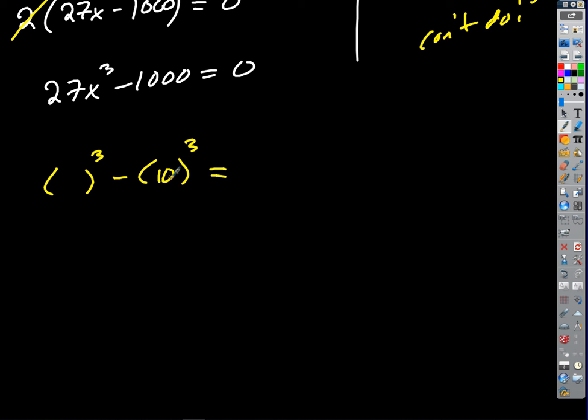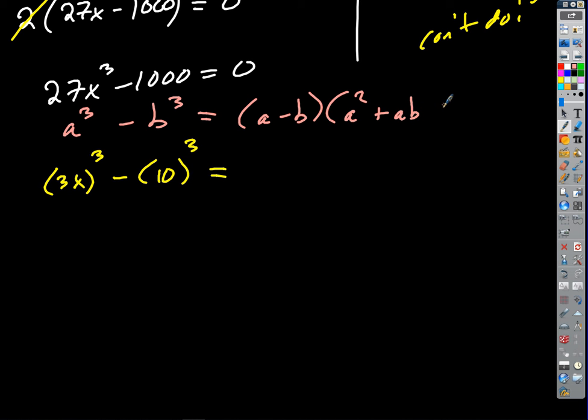10. Okay, now what about this one? This is the one that's a little bit tougher. It's going to be a 3x, right? Because I've got to cube the 3 and cube the x. And then all we have to do is just follow our pattern. So let's write the pattern down. A cubed minus b cubed equals what? A minus b, good. Last one's always plus. Plus b squared.